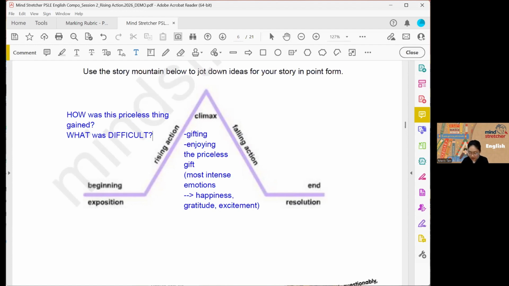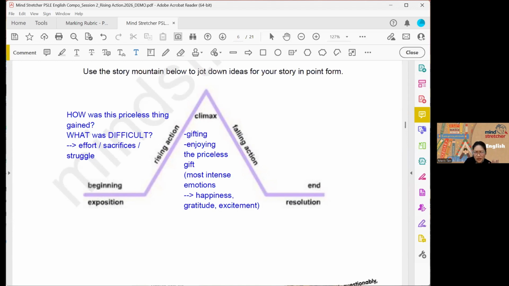So mainly we want to see the effort or the sacrifices or the struggle our character took to get or gain the gift. Not gift, the thing. Okay, it could be a gift, it could not be a gift. Okay. Then if we work backwards, so climax, we look at climax first, rising action.